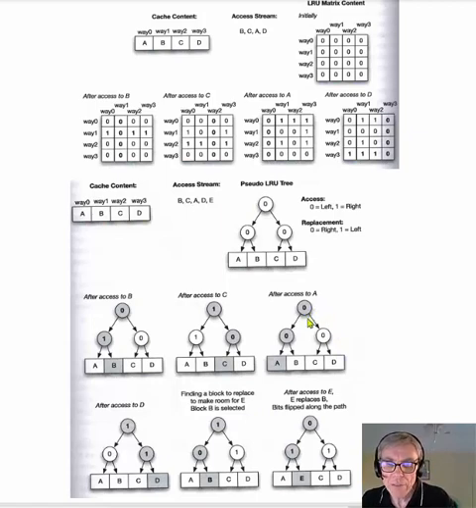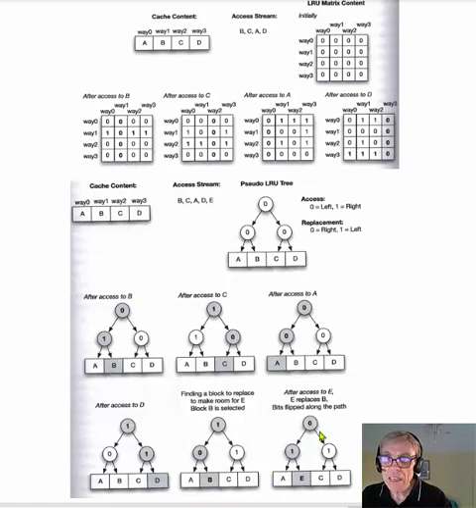When we reference A, we have 2 zeros because we move left and left, and when we reference D, we have 2 ones because we move right and right. Now we reference E, and we have to replace a block. So we read the bits in the reverse sense from the way we set them. So a 1 means to go to the left, and a 0 means we go to the right. This gets us to block B, which was indeed the least recently used block.